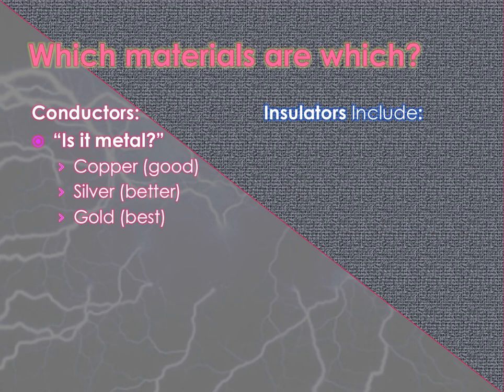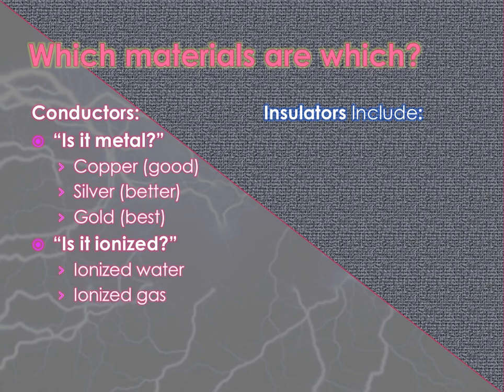If it's not metal and it's not ionized, it's an insulator. Common insulators include rubber, plastic, ooh, look, electrical insulation, wood, deionized liquids, deionized gases, cloth and wood are insulators, and anything else that you typically use as insulation for heat.